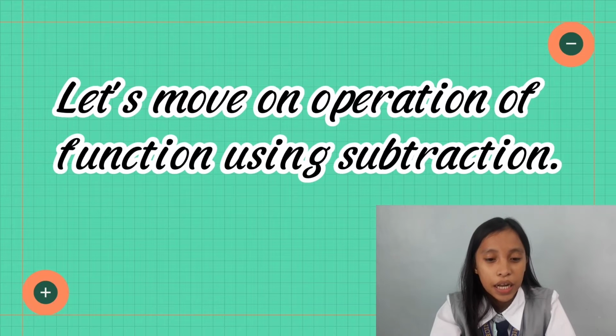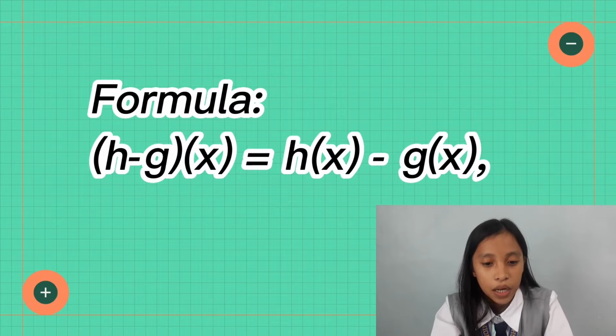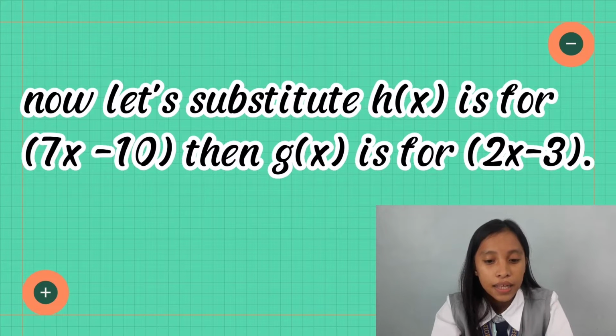Let's move on to the next operation of functions. Using subtraction, we have this given: h of x is equal to 7x minus 10 and g of x is equal to 2x minus 3. Here's the formula. (h minus g) of x is equal to h of x minus g of x. Now, let's substitute. h of x is 7x minus 10, then g of x is 2x minus 3.